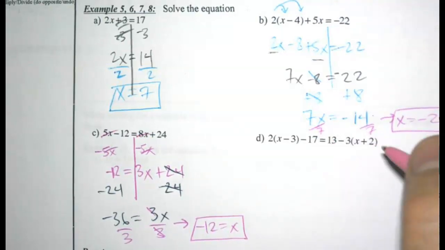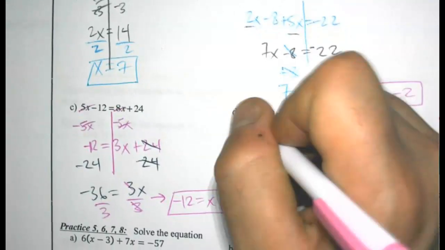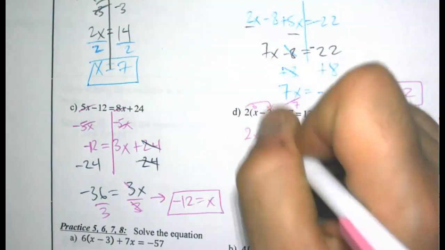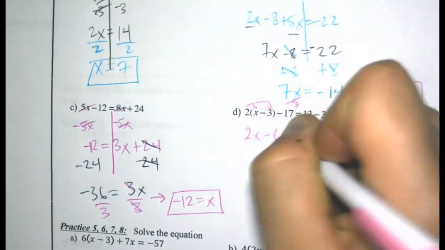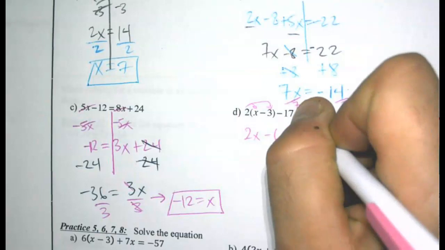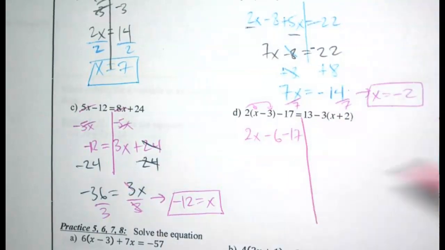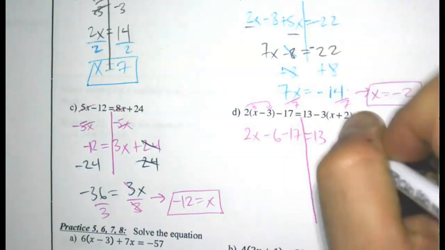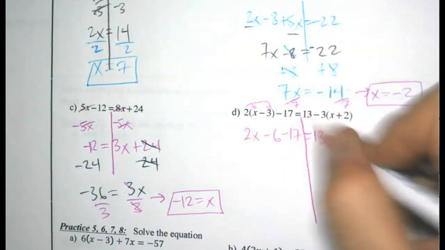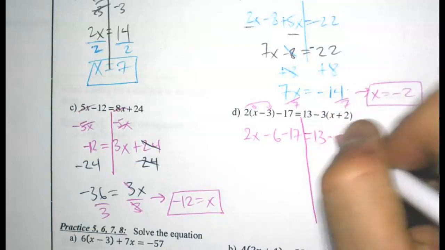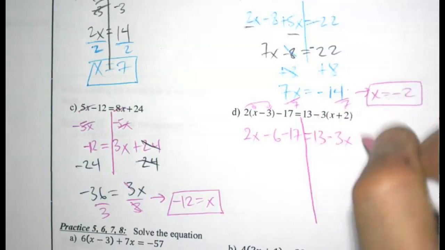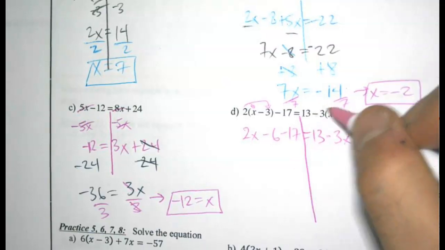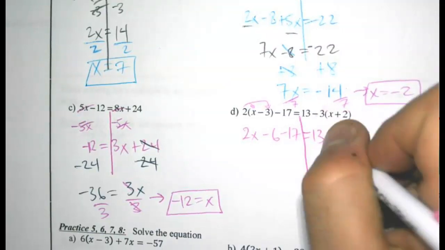I'll keep plugging along here. This next one has distributing. 2 times x is 2x. 2 times negative 3 is minus 6. Bring down the minus 17. A line down from your equal sign if it helps you. Here, 13 minus, here you're going to go ahead and distribute. Negative 3 times x is negative 3x, and then negative 3 times 2 is a minus 6. Careful, that's a minus 3 there. You really should multiply it as a negative 3, as I did here.